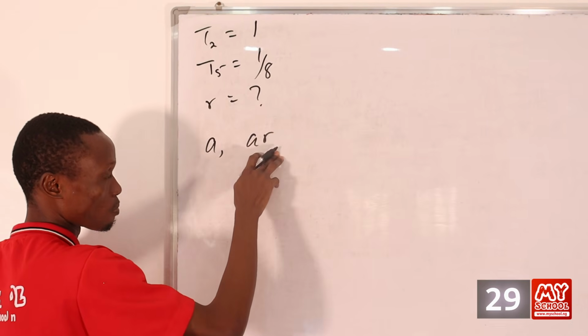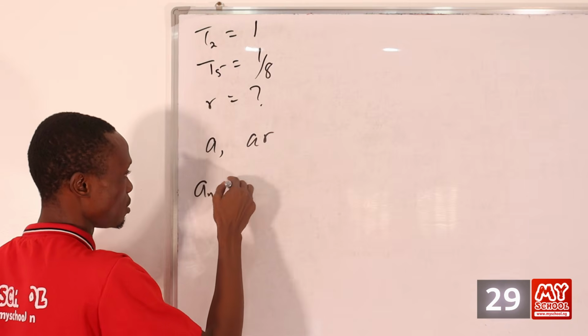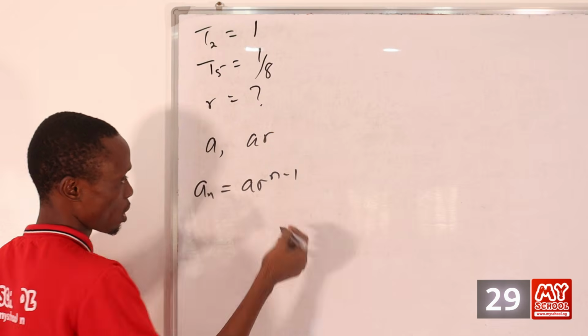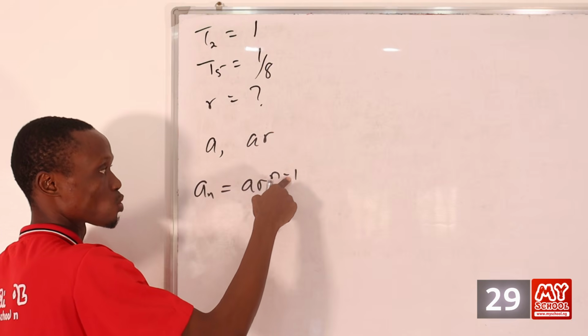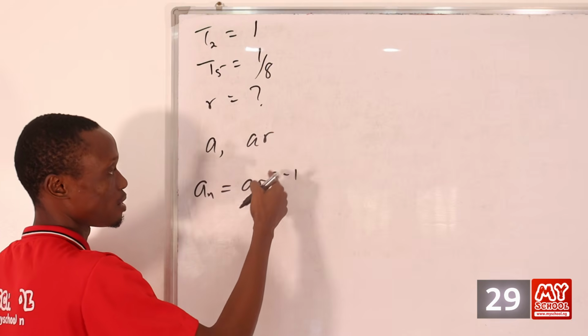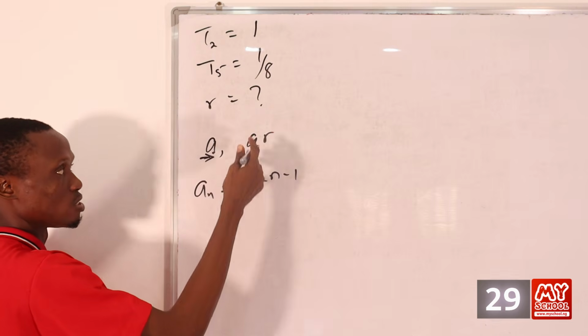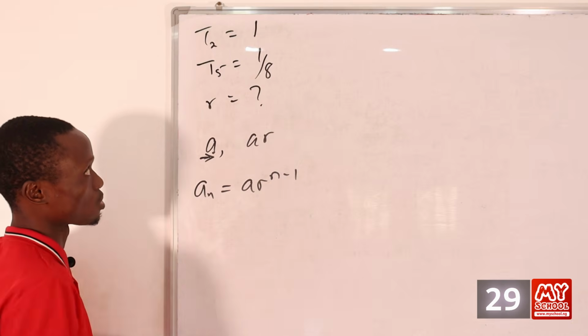This is gotten from the fact that the nth term of a GP is given as ar raised to power n minus 1. So if you are talking about the first term, you just replace this n with 1. 1 minus 1 is 0, and anything raised to power 0 is 1. So that's why the first term is a. The second term, you do the same thing, you are going to be having ar as the second term.